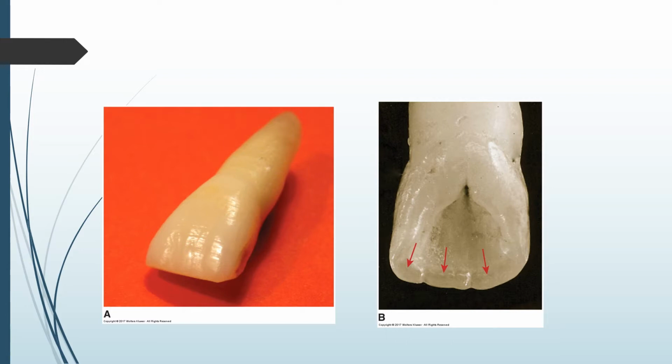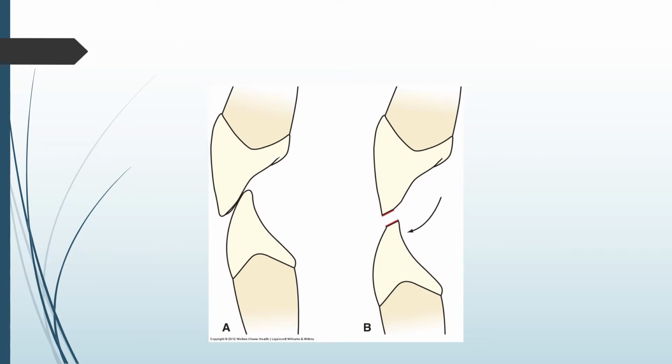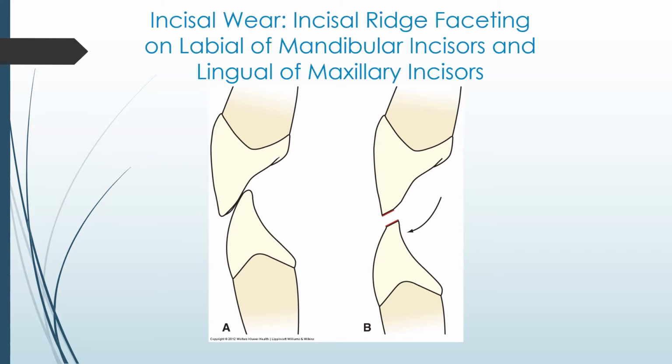So here is the mandibular incisors, and what we actually see here is a maxillary central incisor, and what we see here are mamelons, and these mamelons are labial lobes, also known as developmental lobes. Now, what happens is that when these teeth erupt into the oral cavity, these mamelons are worn off by the normal wear and tear of mastication, of chewing of food, and this is known as incisal wear.